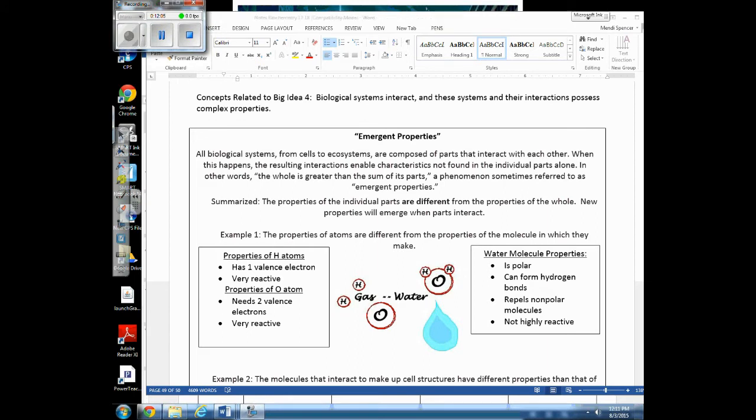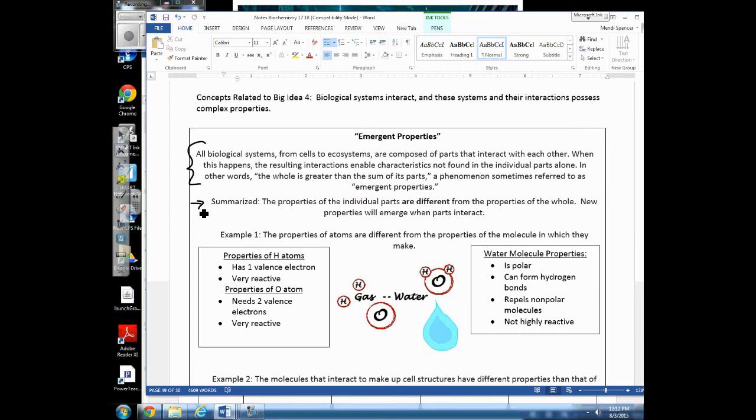Now, the first part of this box contains text that's right out of the AP course description. So pause and take a second to read through these statements and try to get an idea of what they're suggesting. Sometimes it's hard for students to understand some of these statements from the course description guide. So I've summarized it to make it a little bit easier for you to understand what they're trying to say. So think of it like this. The properties of individual parts are different from the properties of the whole. New properties will emerge when parts interact. These new properties that emerge are what we call emergent properties.